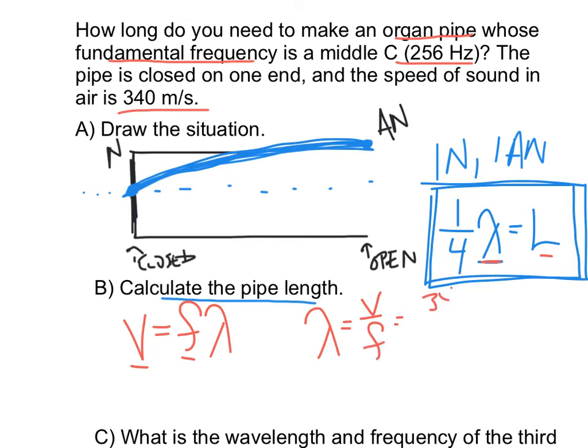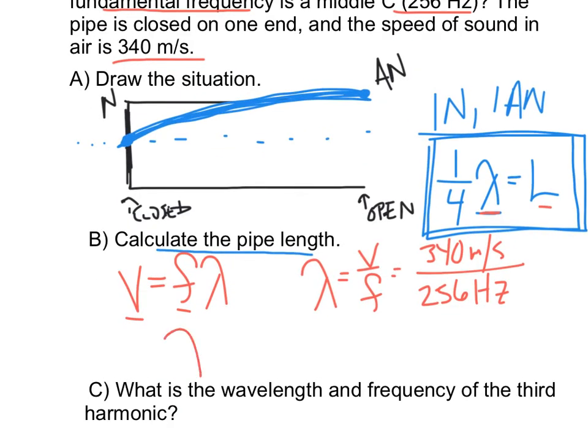So I'm going to take 340 meters per second. I'm going to divide that by 256 hertz, and I'll find the wavelength for this pipe to be 1.3 meters. But keep in mind that 1.3 meters is not the length of the organ pipe itself. I need to cut that by 4, because remember that the length of the pipe is equal to 1/4 of our wavelength. So calculate that out, and you should find that the length of that pipe is 0.33 meters.